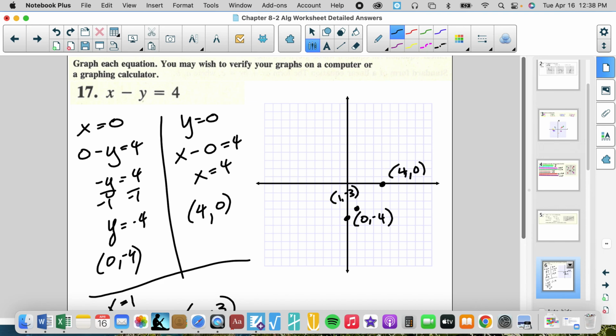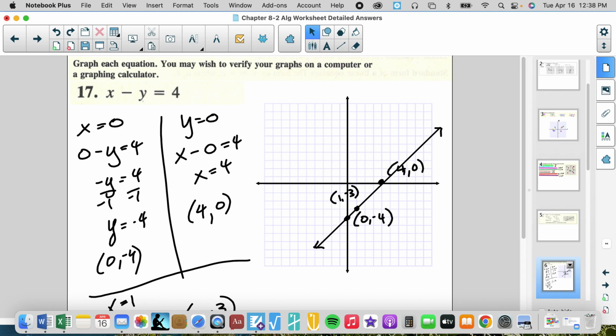Yes, we're going to graph. We're going to connect that line. Hey, that's not bad. Whenever we graph, we want to put arrows on our lines to show that the solutions go on forever. Oh, that's not going to work.